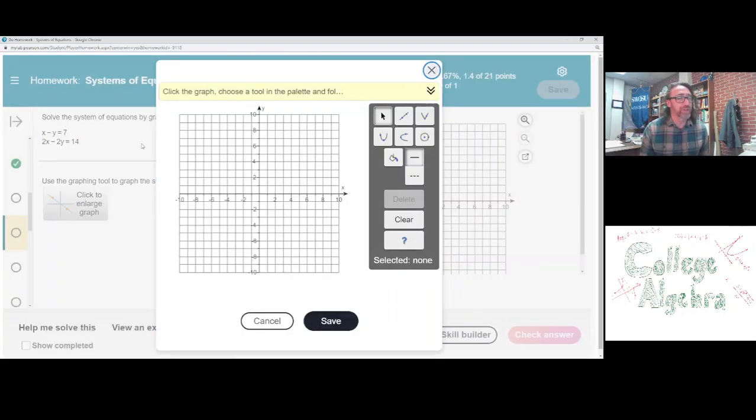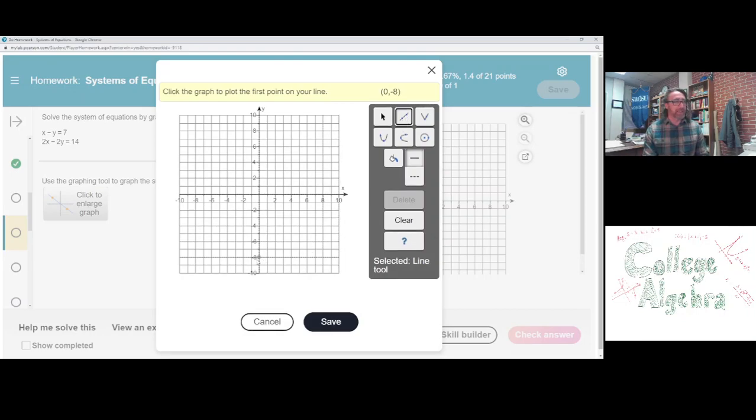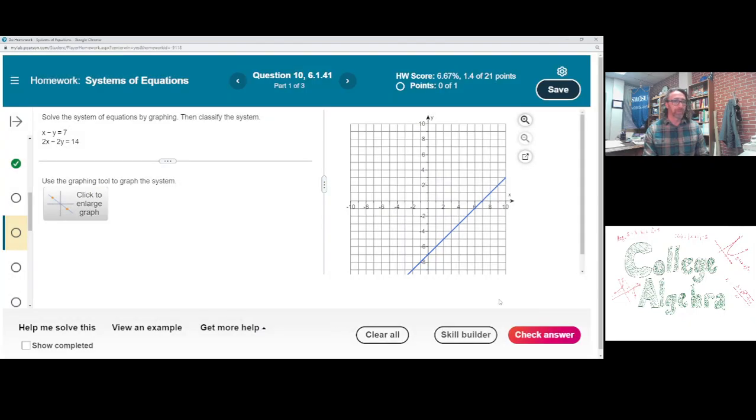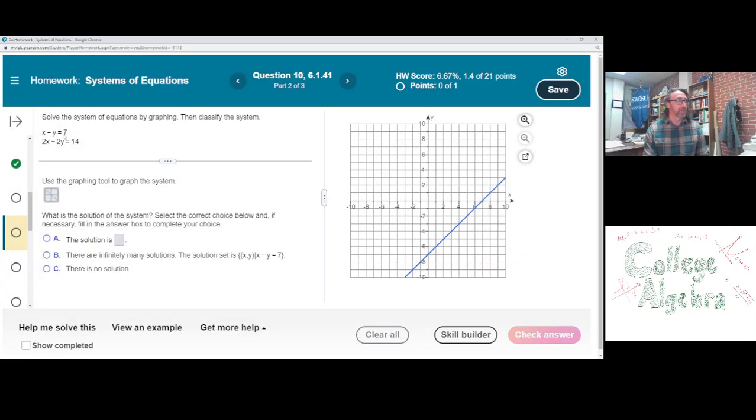So first equation, x minus y equals 7. If I put that in slope-intercept form, it's y equals x minus 7. Y-intercept of -7, over 1, up 1. Oh, I bet if I check answer, it'll give me the right answer. The reason is both of these equations actually have the same graph.